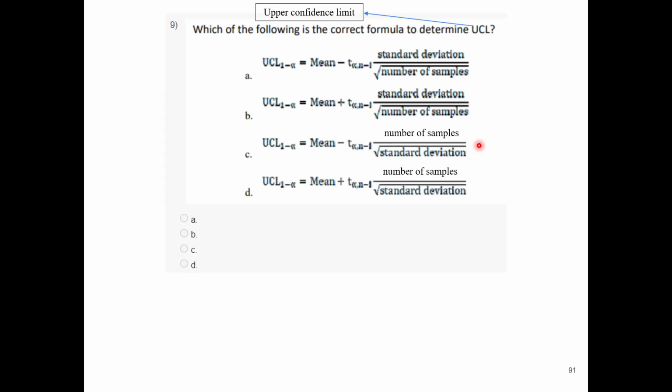Then ninth question: which of the following is the correct formula to determine UCL, that is upper confidence limit? A, UCL 1 minus alpha equal to mean minus T alpha n minus 1 into standard deviation by square root of number of samples. B, UCL 1 minus alpha equal to mean plus T alpha n minus 1 standard deviation by square root number of samples. C, UCL 1 minus alpha equal to mean minus T alpha n minus 1 into number of samples by square root of standard deviation. Or D, UCL 1 minus alpha equal to mean plus T alpha n minus 1 into number of samples by square root of standard deviation. So out of A, B, C, and D, which is the correct option?